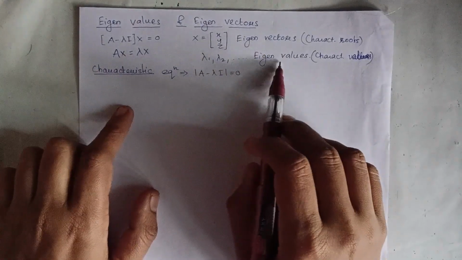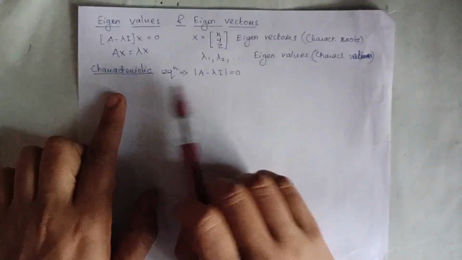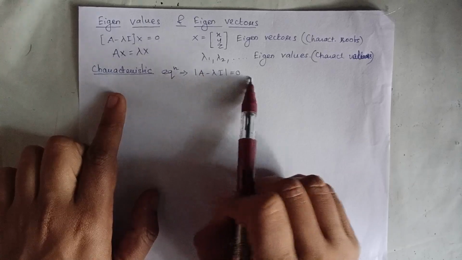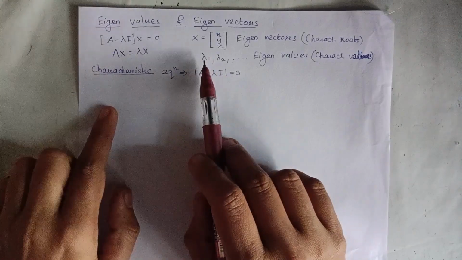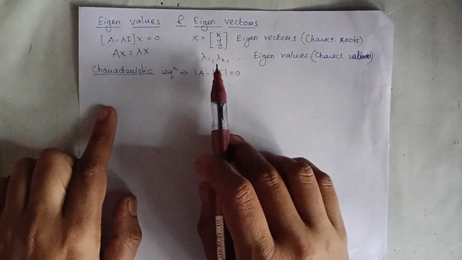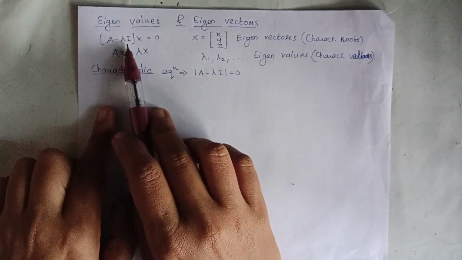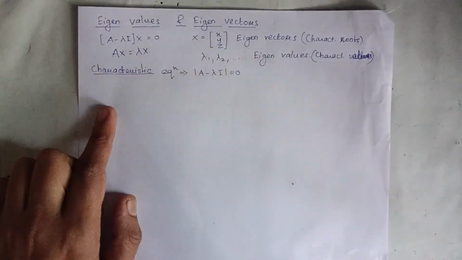So to find eigenvalues, we have to first make use of the characteristic equation, determinant of A minus lambda I is equal to 0. Then we are going to get lambda 1, lambda 2 or any number, so that we have to substitute here, okay, and we have to find values of x, that is eigenvectors. So let's solve one example. So let's start with one example.